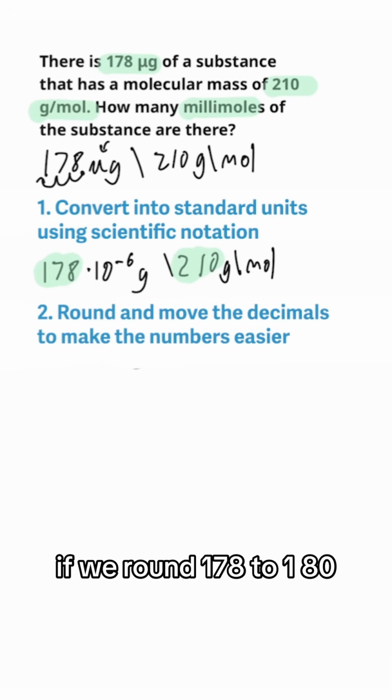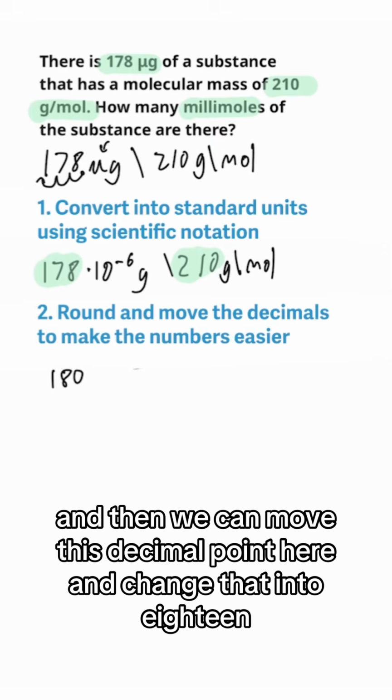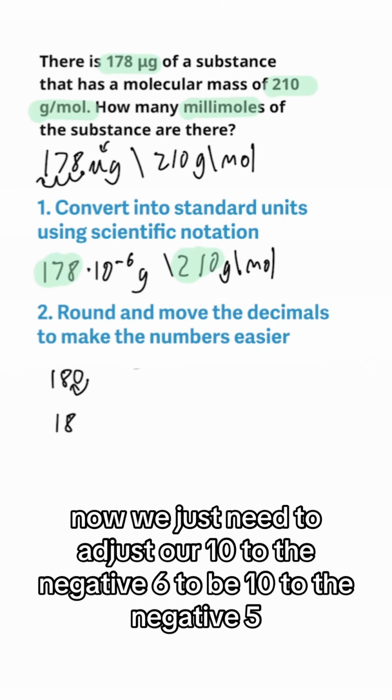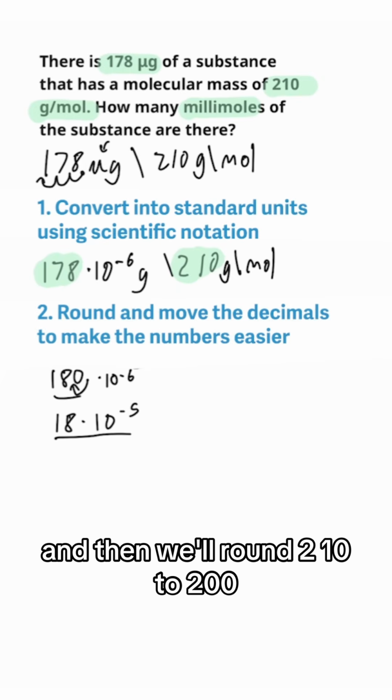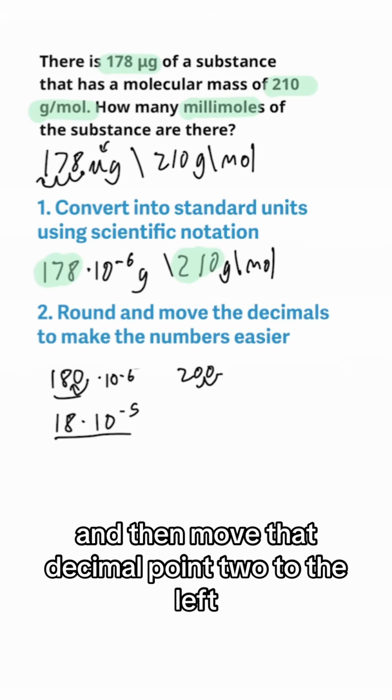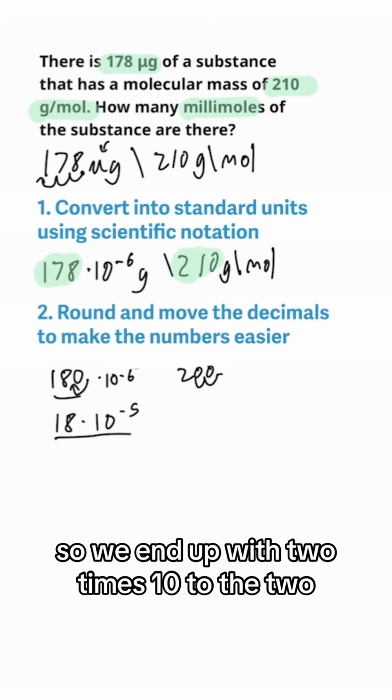If we round 178 to 180, and then we can move this decimal point here and change that into 18, now we just need to adjust our 10 to the negative 6 to be 10 to the negative 5. So that's the same number as 180 times 10 to the negative 6. And then we'll round 210 to 200 and then move that decimal point 2 to the left. So we end up with 2 times 10 to the 2.